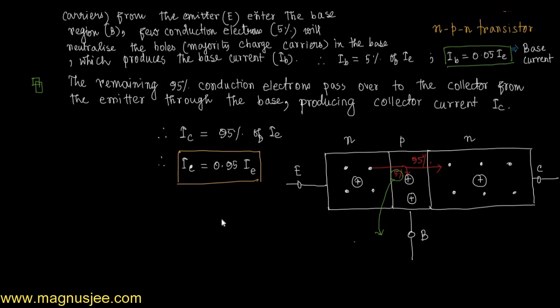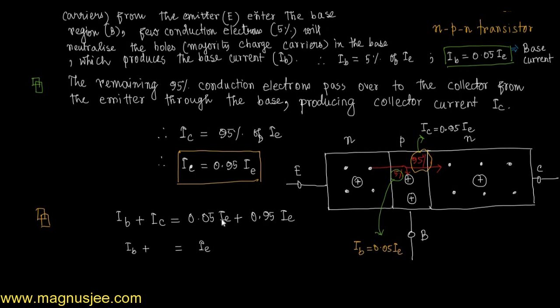As 5% of conduction electrons coming from the emitter neutralize the holes of the P-type base, that's why IB is equal to 0.05 times IE, and the remaining 95% will migrate into the collector, producing the collector current IC. That's why IC is equal to 0.95 times IE. So finally we can say that IB plus IC is equal to 0.05 times IE plus 0.95 times IE. Therefore IB plus IC is equal to IE. That means the sum of base current and collector current is equal to the emitter current IE.